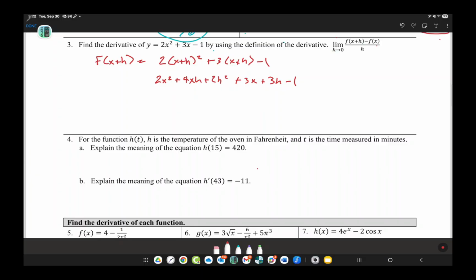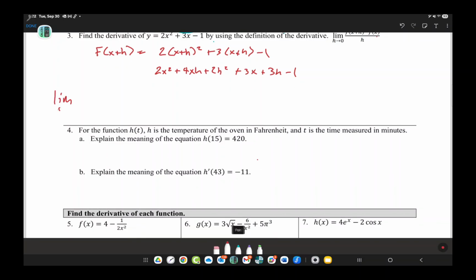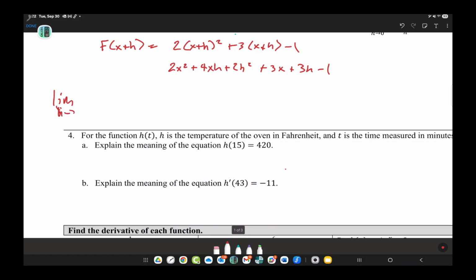So when you put this in, what I need to see at the end of this, because it will be multiple choice, is the limit as h approaches 0, because that's what this is, h approaches 0, of 2x squared plus 4xh plus 2h squared plus 3x plus 3h minus 1 minus parentheses 2x squared plus 3x minus 1 over h. That's as far as you'll take it.